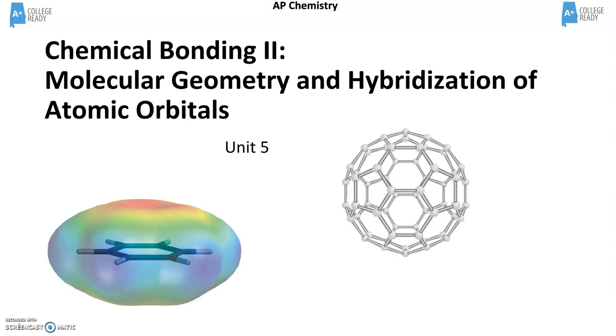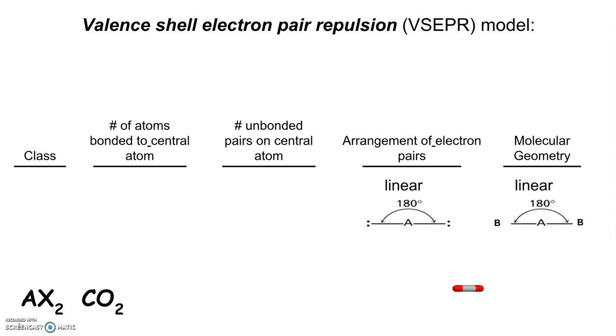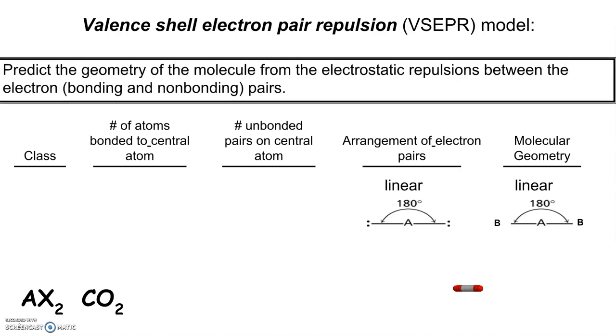So let's go into our main concept of VSEPR. VSEPR is valence shell electron pair repulsion. That's quite a mouthful, so we just call it VSEPR for short. VSEPR basically stands for the predicting of the geometry of the molecules from the electrostatic repulsions between the electrons, and that means between the bonded and the unbonded pairs.